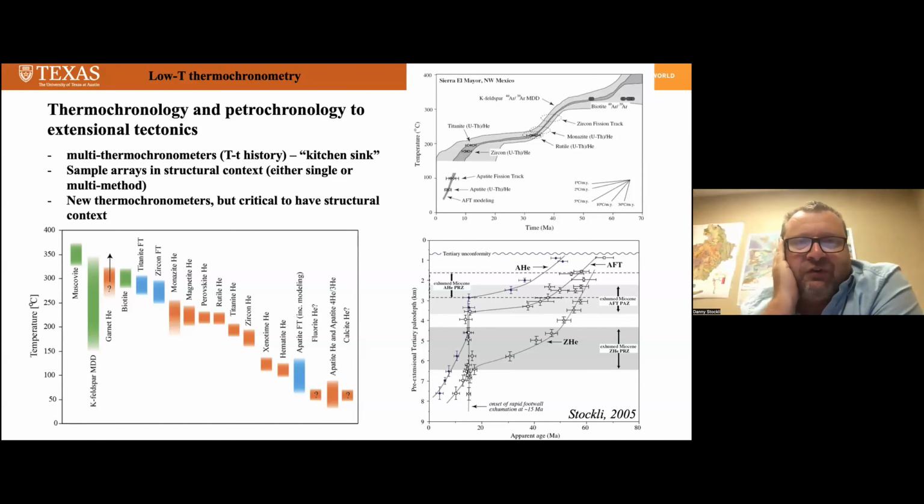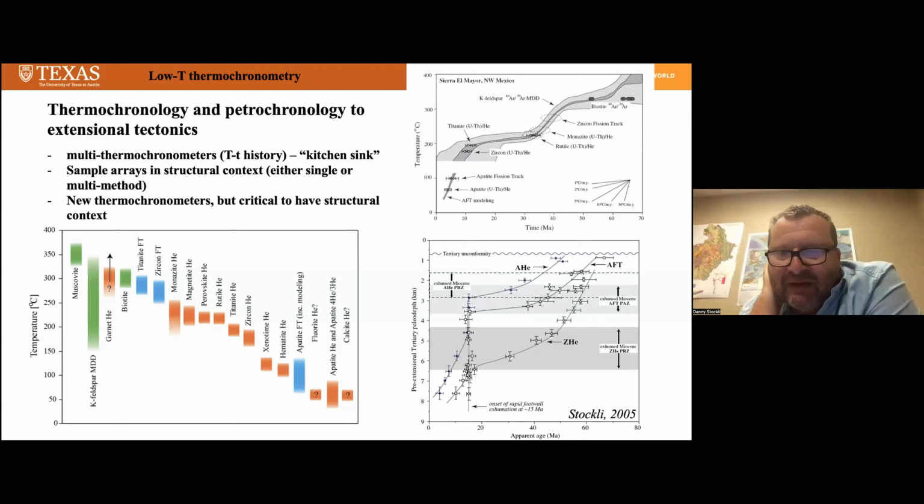So there are basically two large scale approaches here in terms of thermochronology, and I'm going to talk about petrochronology a little bit later. You can either throw the kitchen sink at it, which is the upper right-hand corner from a metamorphic core complex in Baja California, where you basically have a single sample, or multiple samples, but you try to do just about everything you can do, from uranium lead to argon to uranium thorium helium to fission track dating. So you're trying to reconstruct the entire thermal history with multiple thermochronometers on a single sample.